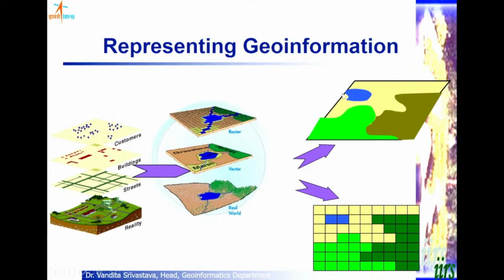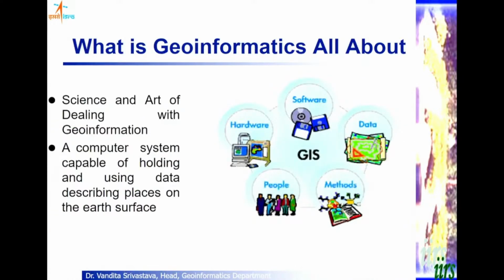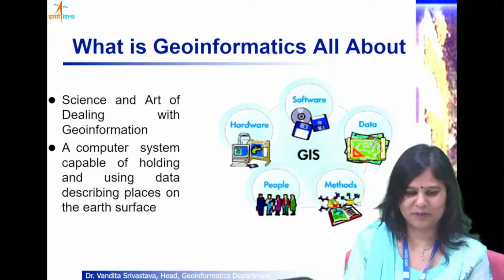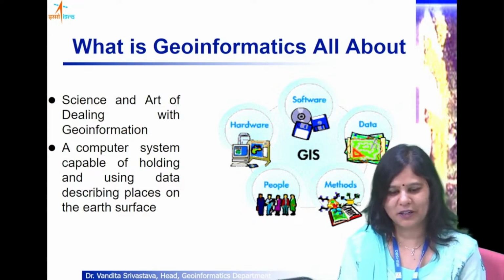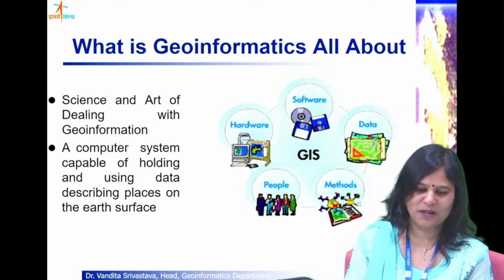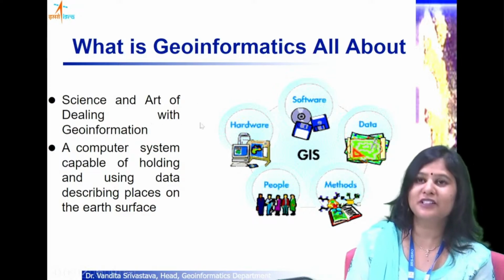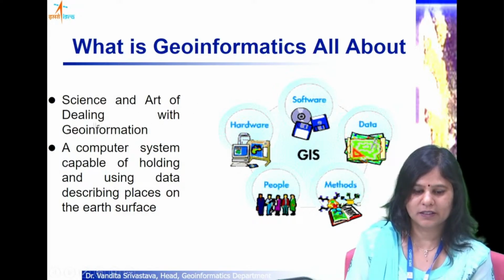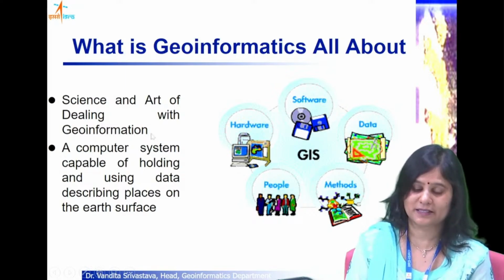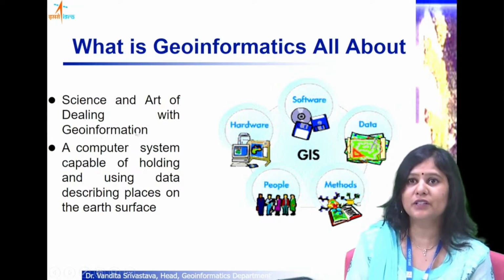So having understood these representations, now let us understand what is geoinformation science or geoinformatics. There are several names you will hear. We can say that geoinformatics is the art and science, and maybe you can add science, art, engineering, management, commerce, everything, of dealing with geoinformation. So we are basically talking about geoinformation science or geoinformatics: the art and science of dealing with geoinformation.